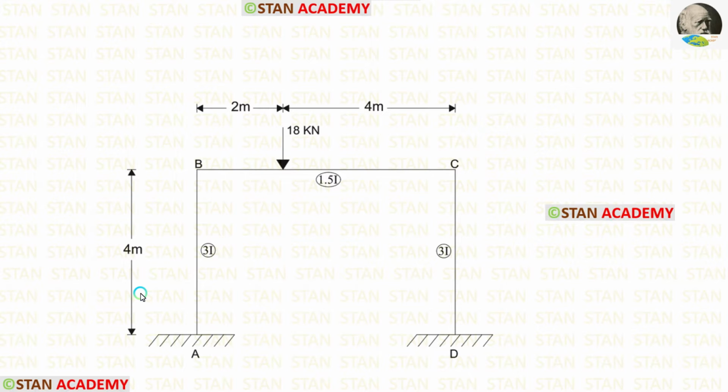In this frame, there are two columns, column AB and column DC. Also, there is a beam BC. In the columns, there are no loads. In the beam BC, there is an eccentric point load of 18 kN acting at a distance of 2 meters from the point B. The length of the columns is 4 meters. The length of the beam BC is 6 meters.